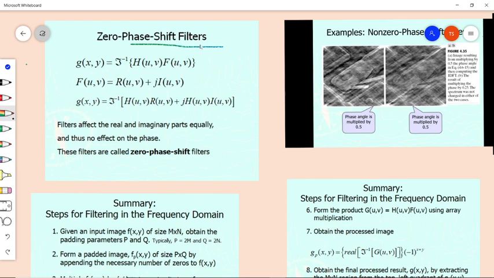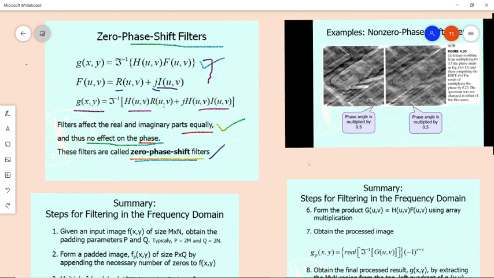Then zero phase shift filters. For the zero phase shift filter, g of x comma y, we already discussed this formula, and you already know this one: real part, j, and imaginary part. By these two, you will get g of x y equal to the inverse transform of H of u v R of u v plus j H of u v I of u v. So the filters affect the real and imaginary parts equally, and thus have no effect on the phase. These filters are called zero phase shift filters.